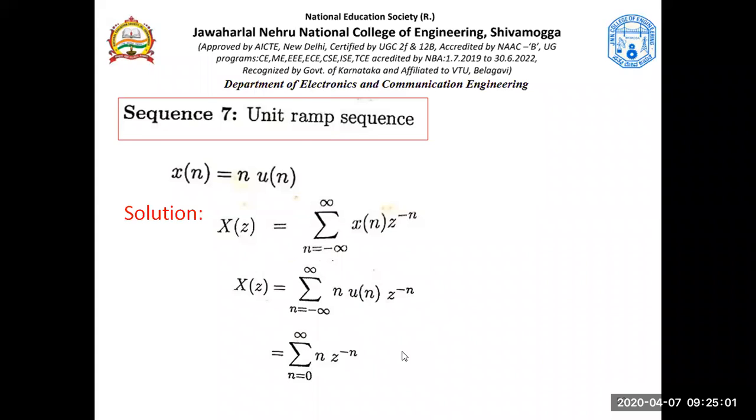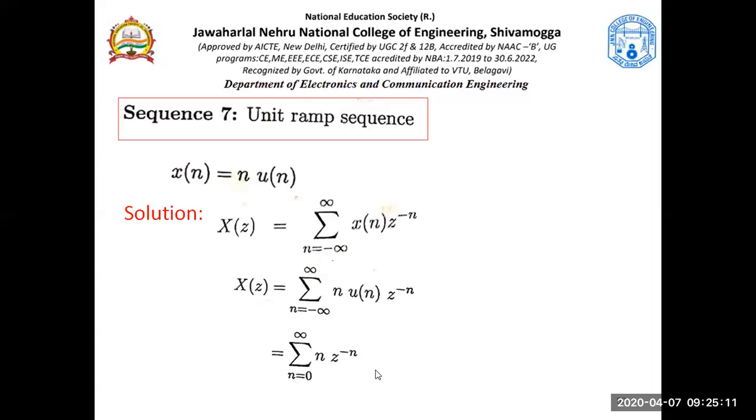Okay. Now, this is what we're doing. What did we do? Yeah, n is there, right? Here there is n. So let's take this as z to the power of minus 1 and take this power out. That is what is done. Now, how to deal with this?